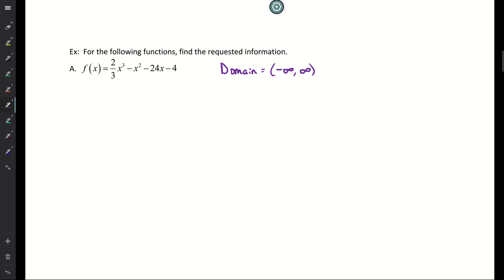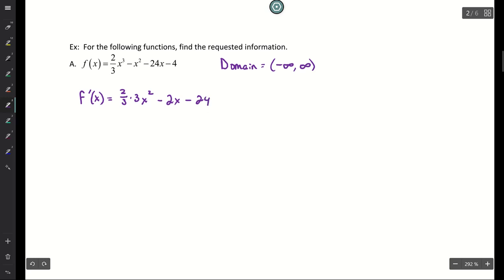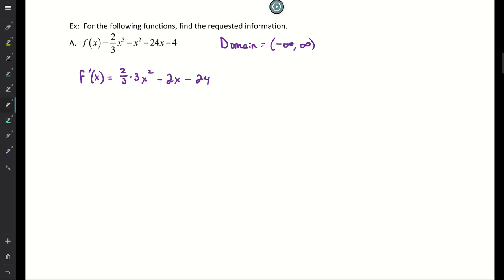To find critical numbers, I know I need to find a derivative. So I'll do f prime of x and then take a derivative. Here, if I multiply the power of 3 in the front, we'll have 2/3 multiplied by 3, and then reduce that power by 1, so it would become squared. This derivative would be negative 2x, and then this derivative would be negative 24, and then the derivative of negative 4 is 0.